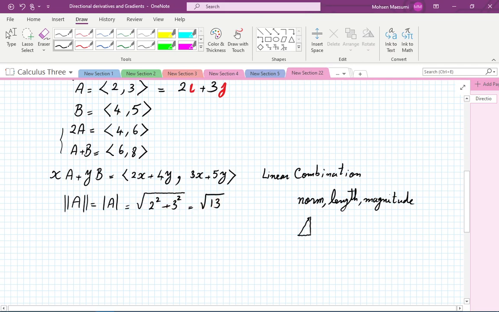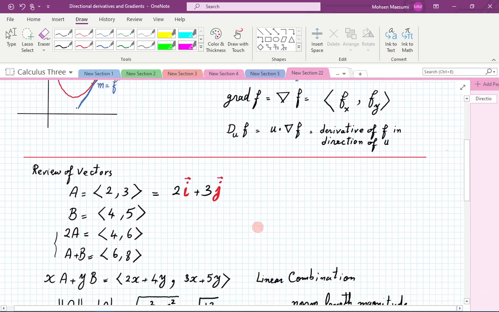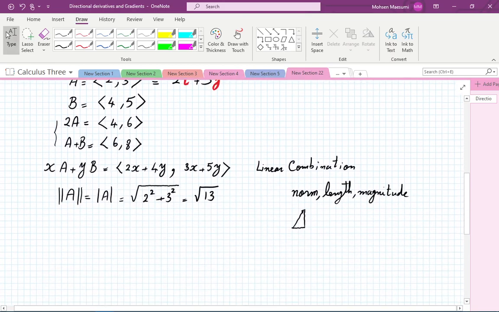Okay, next up is the concept of dot product. You see that the dot product is used very often. So to make it general, let's write two general vectors. Say vector A is ⟨A1, A2⟩. Vector B is ⟨B1, B2⟩.